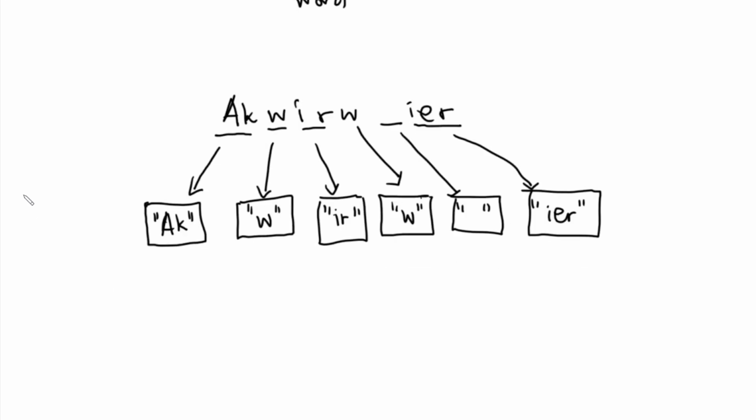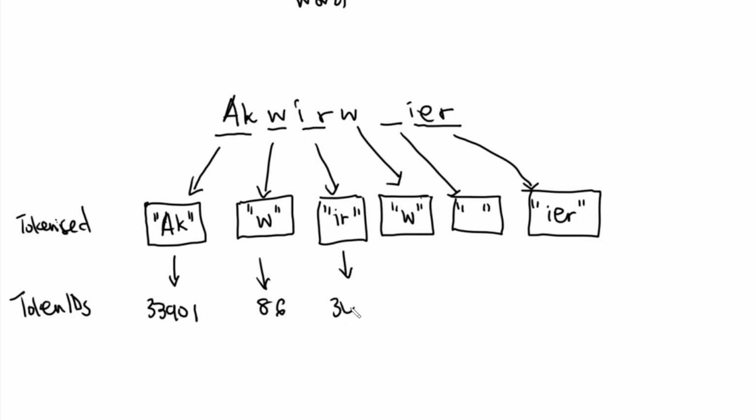And so now this is the tokenized text of that sample that I just gave you. And then here it gets the token IDs from the vocabulary, because in the vocabulary, these will now be there. So now this might have 33901 ID, this one 86 ID, this 343 ID, 86 ID, 220 ID, and then this maybe 959 ID.